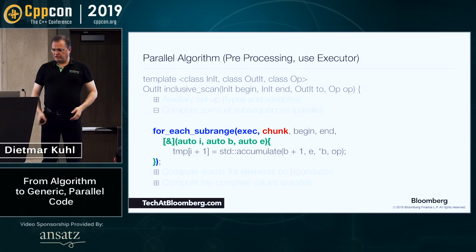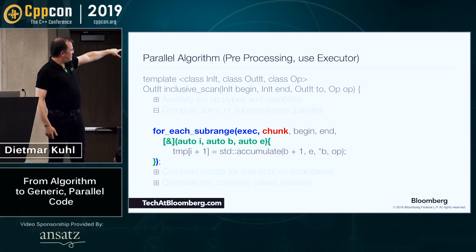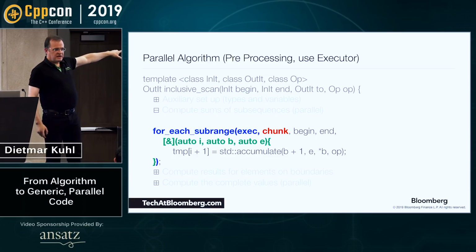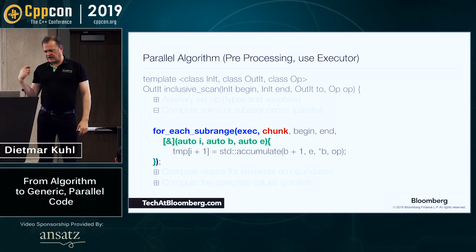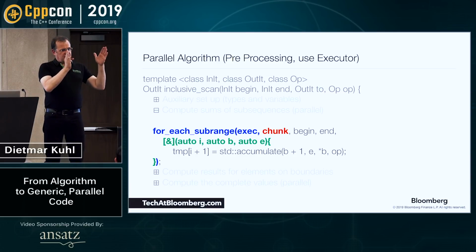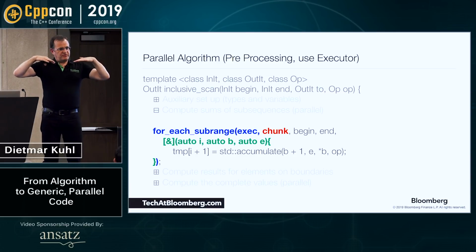And what that thing produces is, you can basically see it from the signature of the green lambda. It produces an index and a begin and end of the subrange. So you basically get told, all right, this is the ith subrange, and this is what the range actually is. And I will later show how that is implemented. So this is basically chunking up the initial computation.